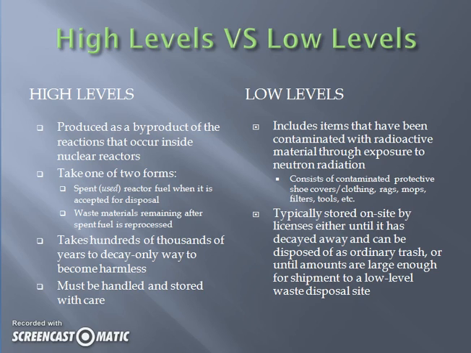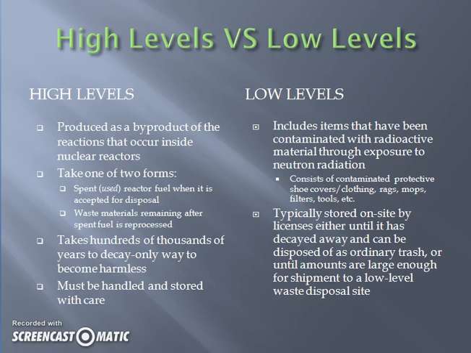High levels are produced as a byproduct of the reactions that occur inside nuclear reactors and take one of two forms: spent or used reactor fuel when it is accepted for disposal, or waste materials remaining after spent fuel is reprocessed. It takes hundreds of thousands of years to decay, and this is the only way to become harmless. It must be handled and stored with care in order to prevent leakage into the environment.